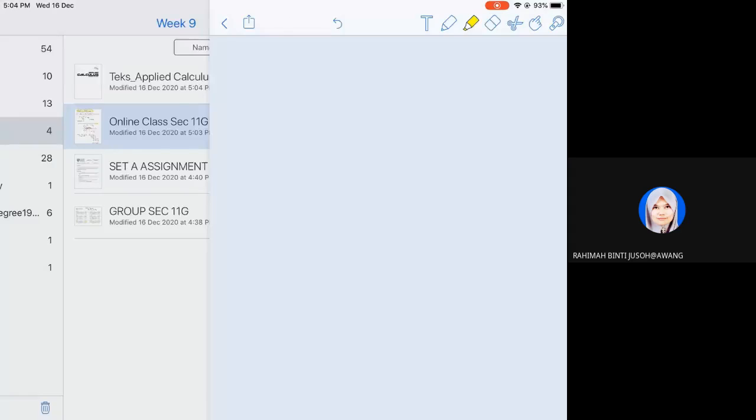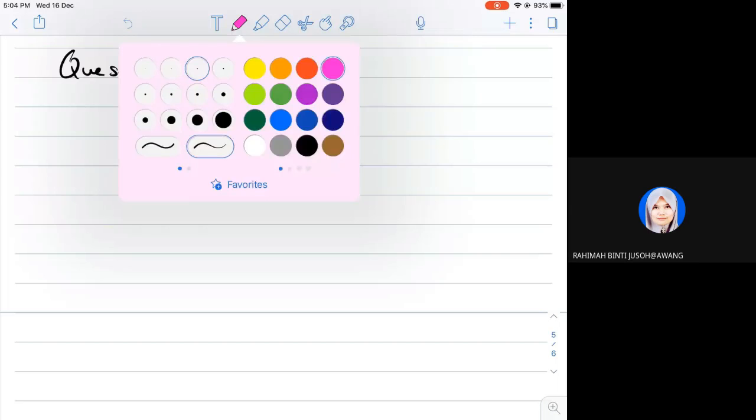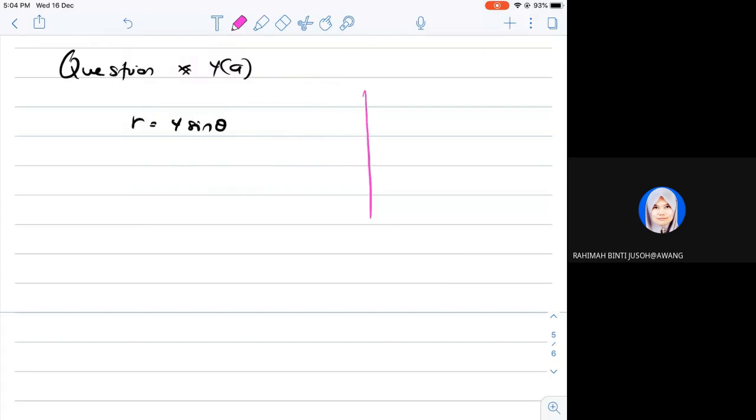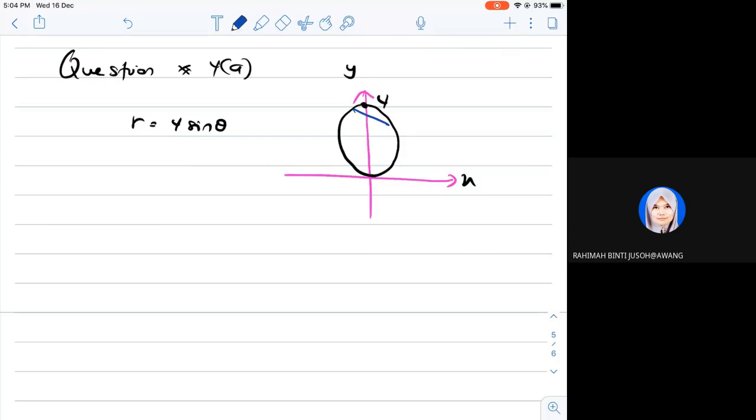So r equals 4 sine theta. This graph should be located on which axis? On the y-axis. So we have x and y, so we have this. What's the value here, the coordinate? 4. So that is the diameter of the circle. The shaded region is like this.